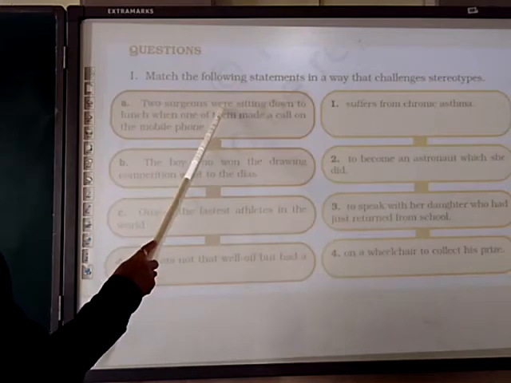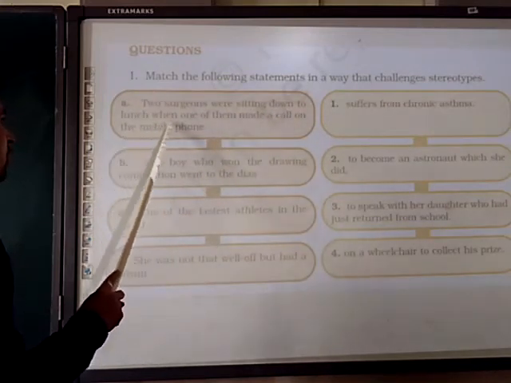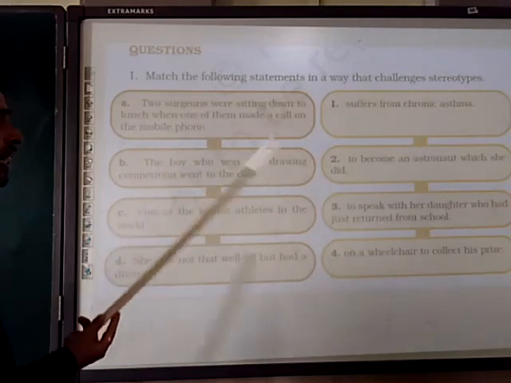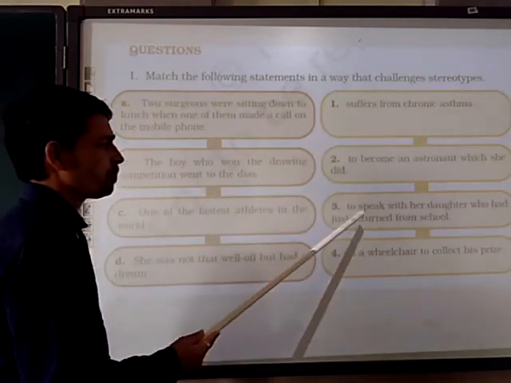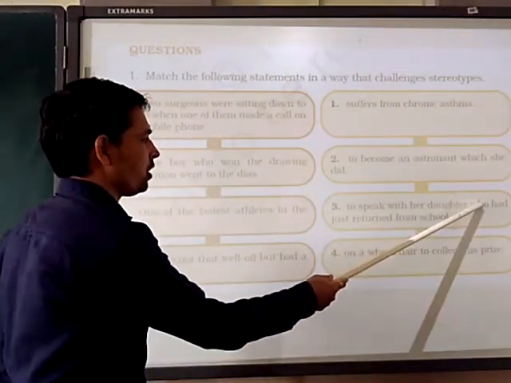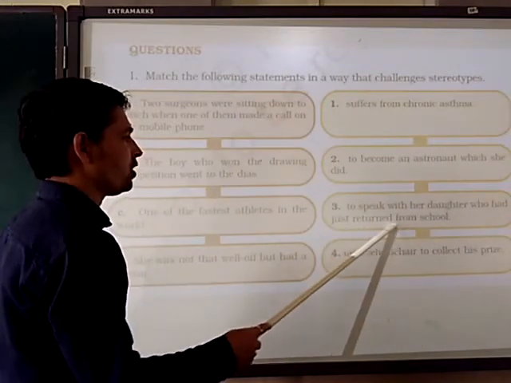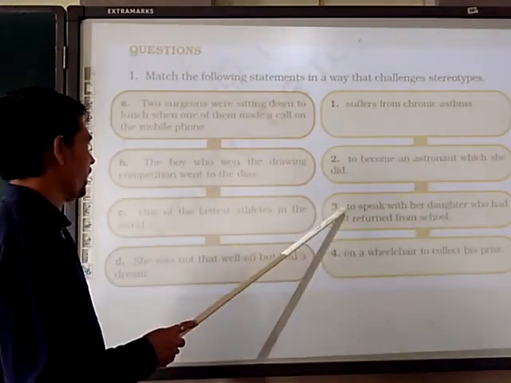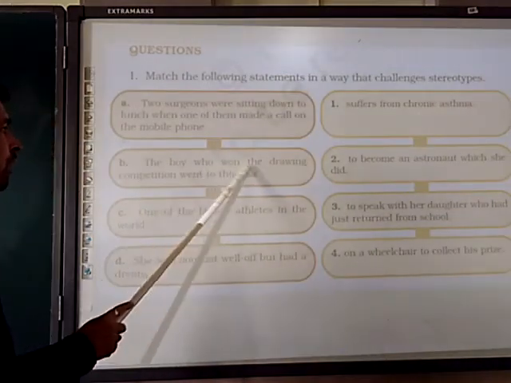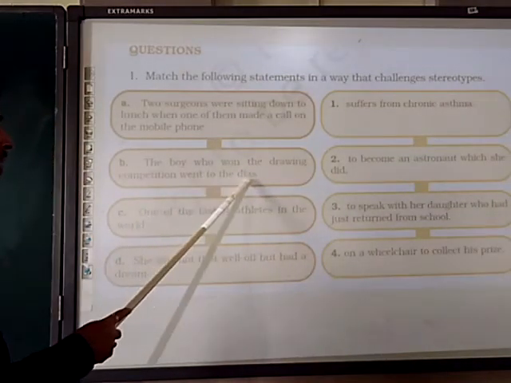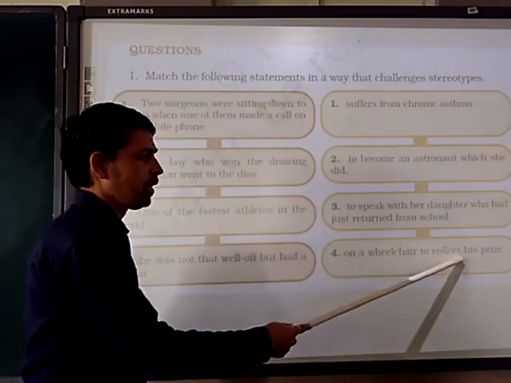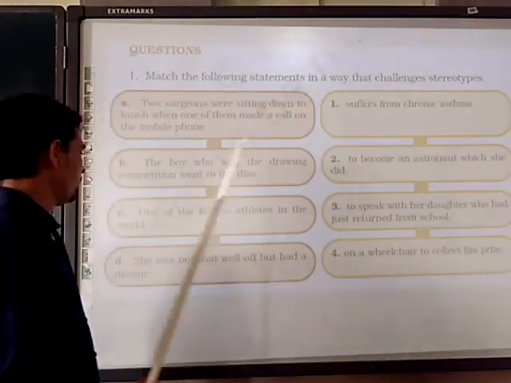First, two surgeons were sitting down to lunch when one of them made a call on the mobile phone, then, to speak with a daughter who had just returned from the school. So A is having the answer 3. The boy who won the drawing competition went to the dais, right? 4. On a wheelchair to collect his prize.